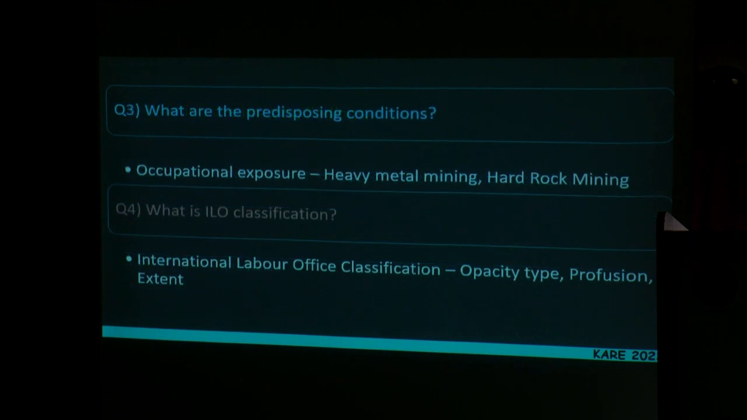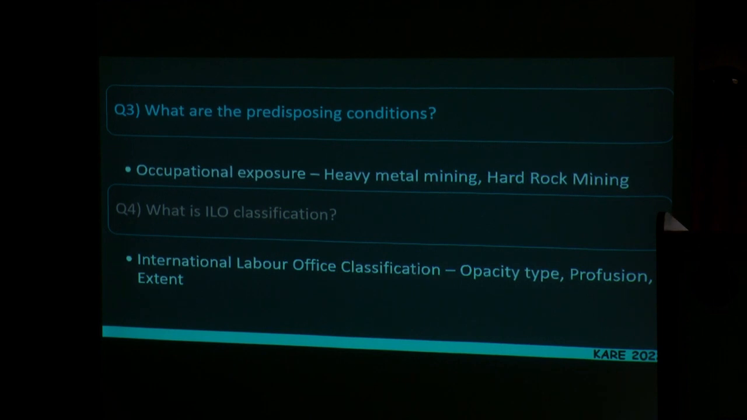What are the predisposing conditions? Heavy metal mining and hard rock mining. This lady was supposedly working in a sand mining industry, I think. Now what is ILO classification? This is the International Labour Office classification. Medical officers get trained there to certify cases. Silicosis is a notifiable disease. You have to notify if you report a silicosis, and compensation will be paid to them based on the involvement.